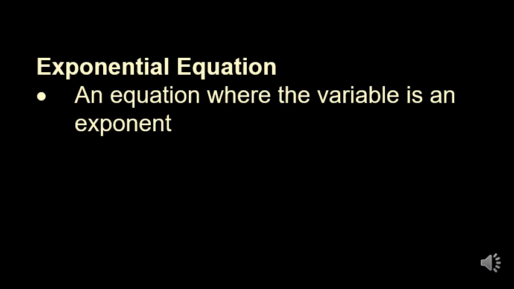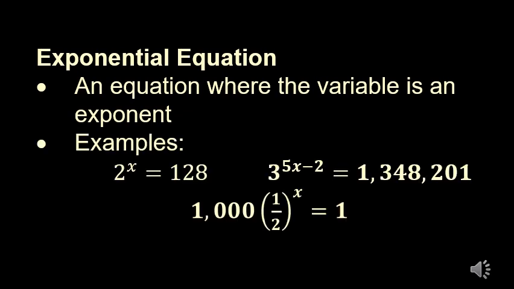An exponential equation means that you have an equation where the variable is an exponent. So instead of saying something like x squared, you're going to say something like 2 to the x. Here you can see several exponential equations. We start with 2 to the x equals 128. And then I have 3 to the 5x minus 2 power equals 1,348,201. And finally, 1,000 times 1/2 to the x equals 1.